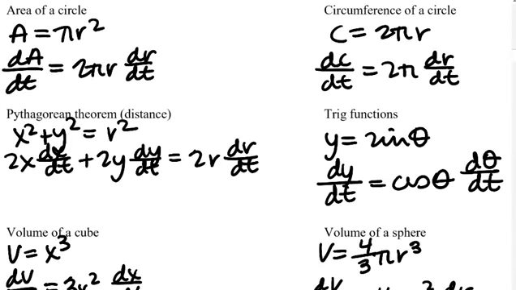All right, here's a couple of selected ones. Like area of a circle, that one seems to come up quite a bit. And area of a circle is pi r squared. And I believe that that's pretty much the one geometry formula that you're expected to know on the AP exam.